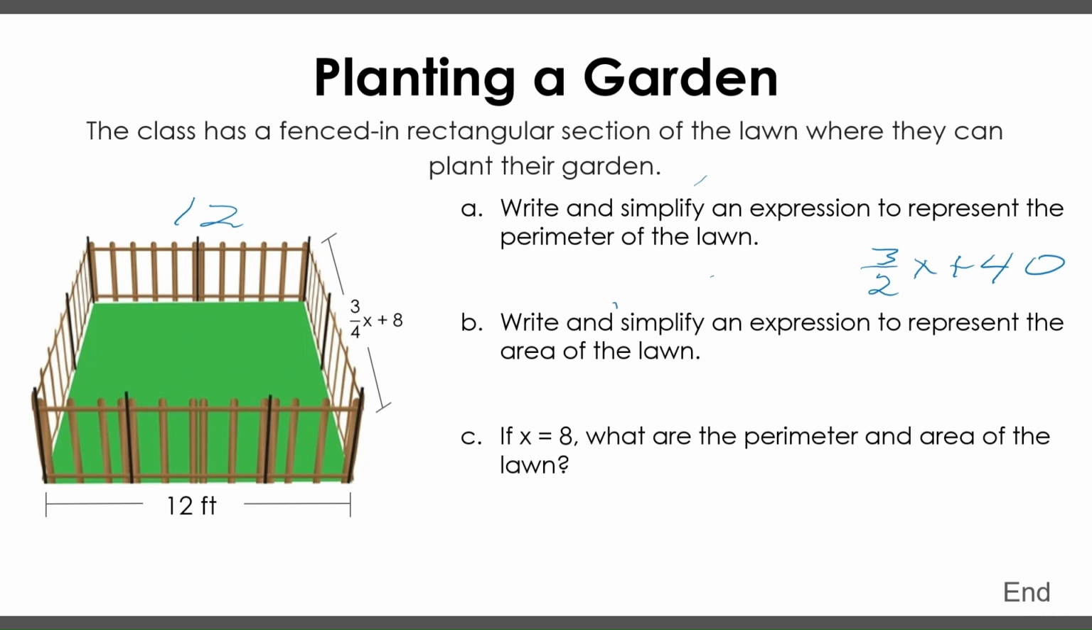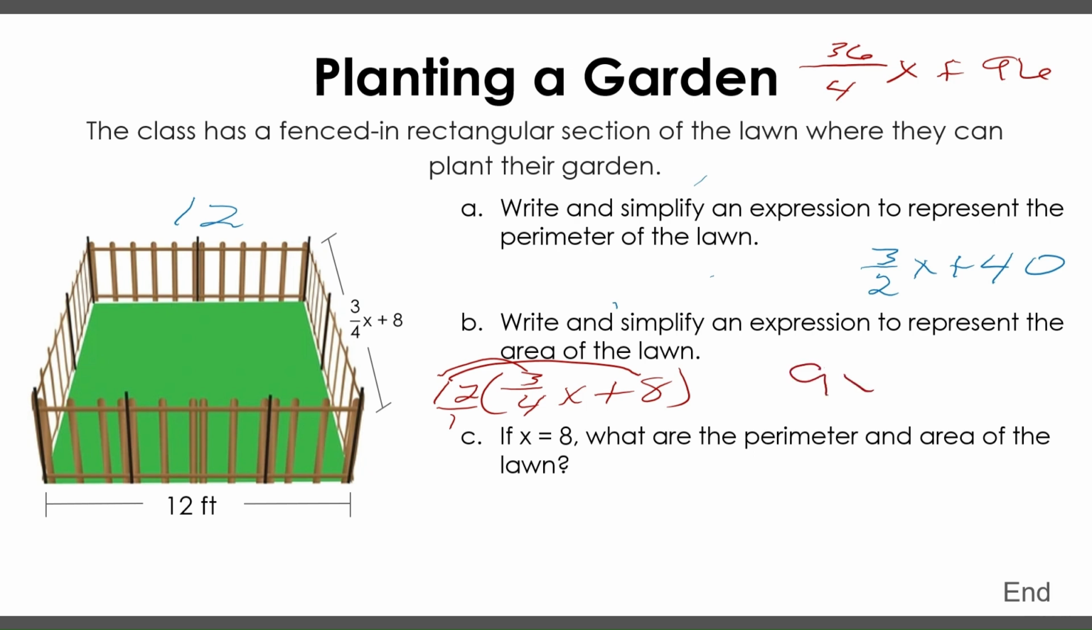So now we're looking at B. B is going to be the area. So the area model is length times width. So we already have it as 12 times 3/4 x plus 8. 12 times 3/4, we're going to write up at the top as 36/4 x. And then 12 times 8 is going to be 96. Well, if I divide 36 by 4, I'm going to get 9x plus 96 for the area.